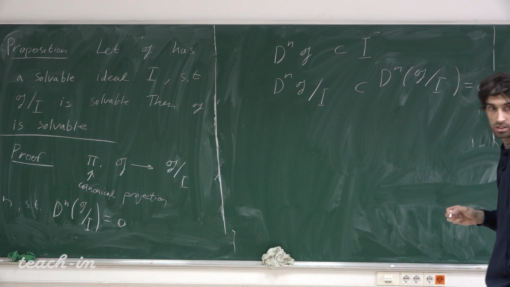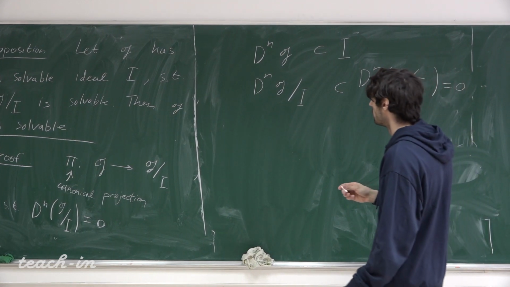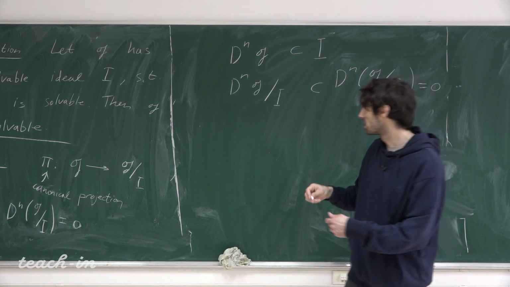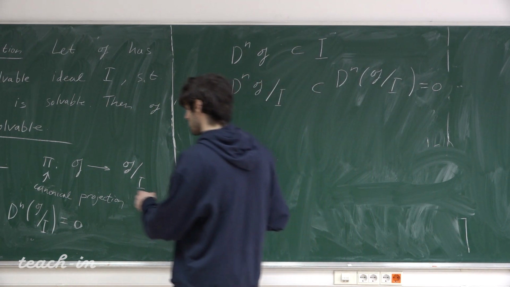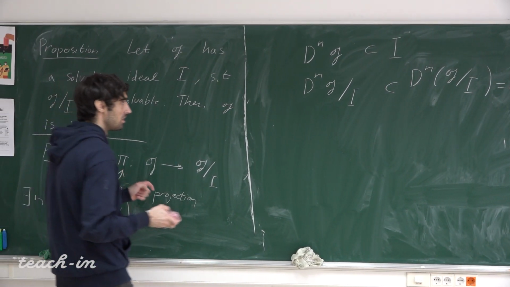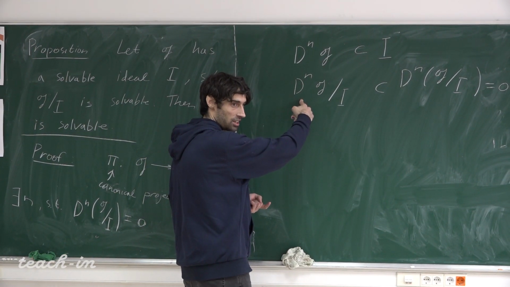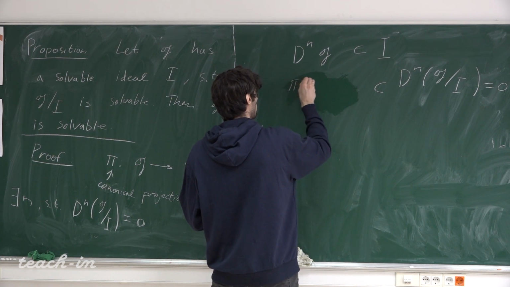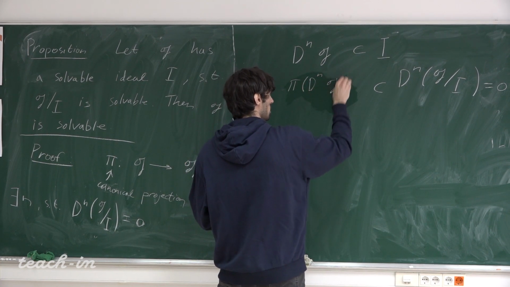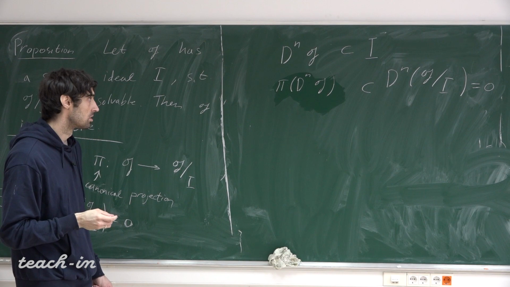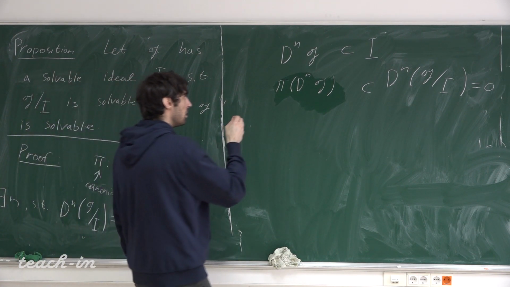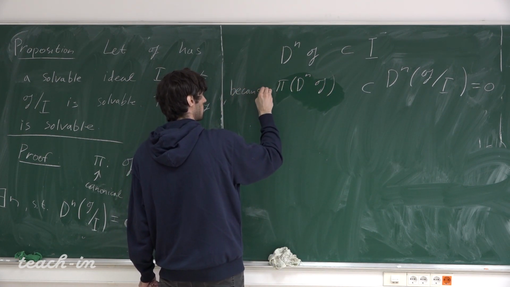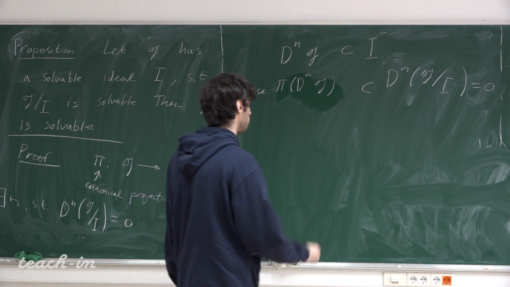Well, this is not a very correct way to write it down, right? So let me actually, since I introduced this pi, because I is not inside d^n G, I would rather write pi of d^n G. So this is because we have this.